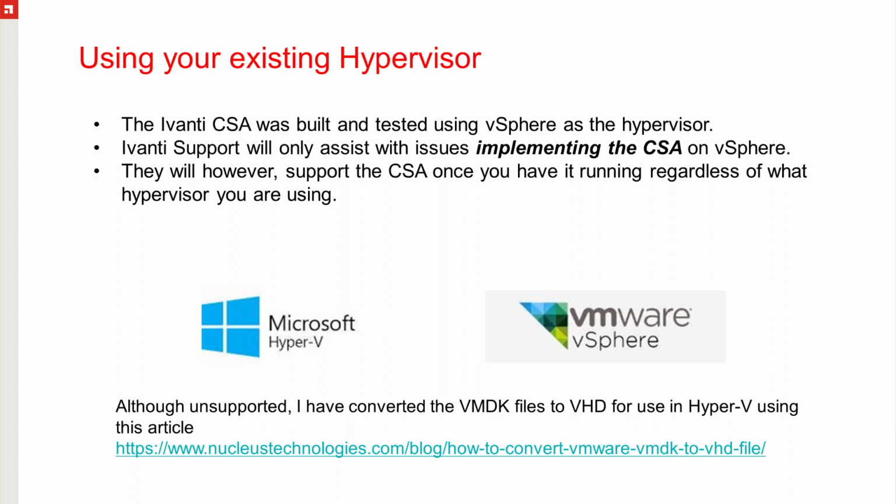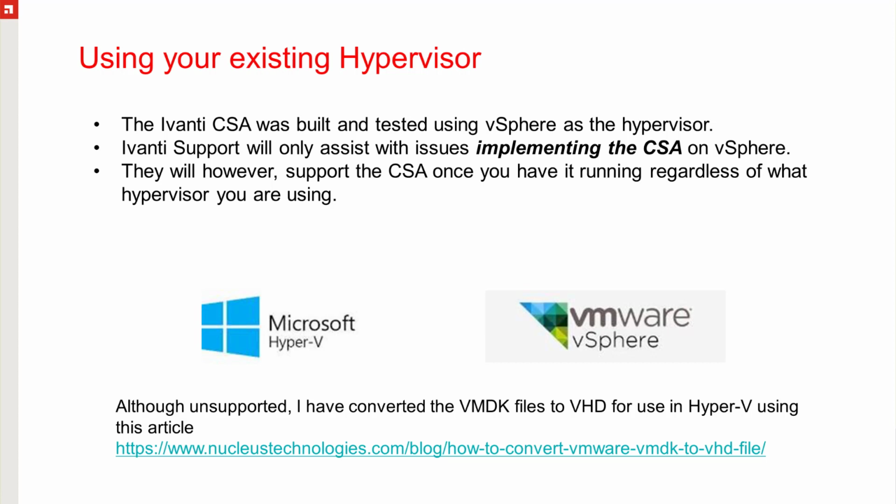Now, most of you probably know this, but if you want to use Hyper-V, there is a toolkit that you can easily use to convert this OVA, or actually the VMDK, which is the disk files, to a VHD file that Hyper-V can read. And this is the article I actually used. You know, it's funny, for the purposes of this training, I'm actually running the Cloud Service Appliance and my course server on Hyper-V. So you'll see that it certainly is possible. And as I said, they won't support the conversion. They won't support how to install it on another hypervisor, but once it's up and running, they will support the CSA itself, regardless of the hypervisor.